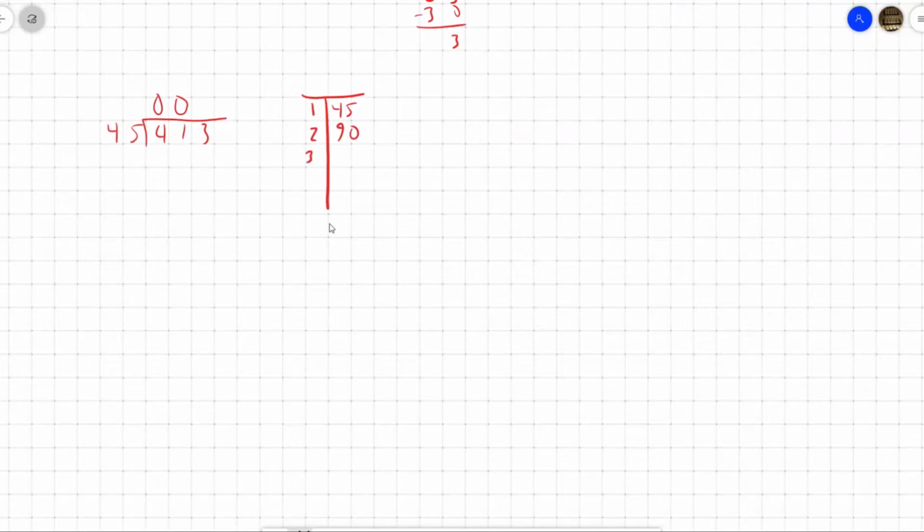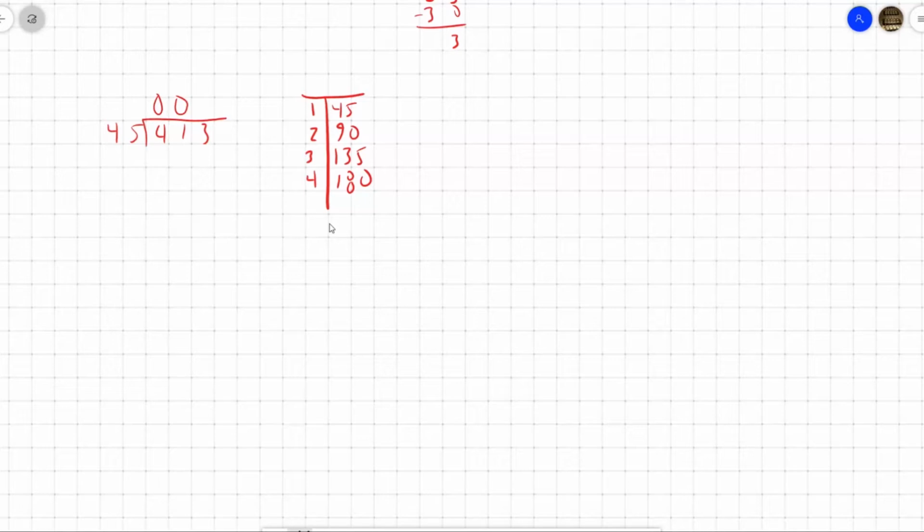3 times 45, so I could just add these, right? 9, 10, 11, 12, 13. 4, so add another one. And just continue doing that. So that is one way of doing it. But again, what ends up happening is I just got to keep going until I figure it out.